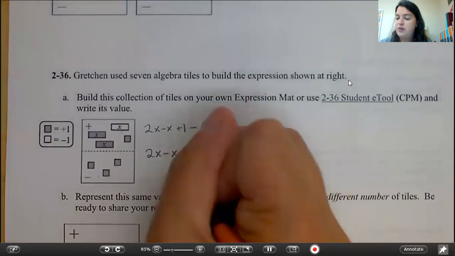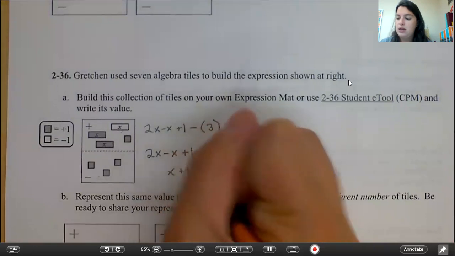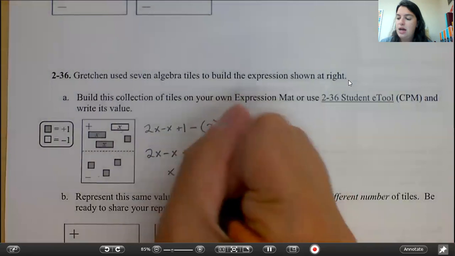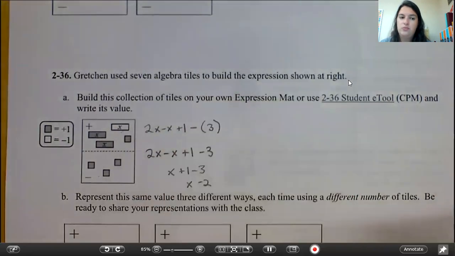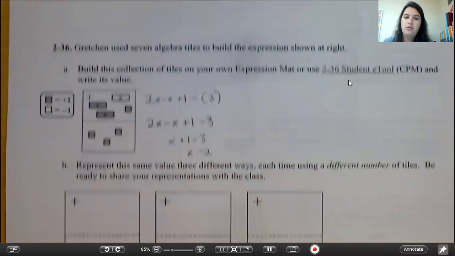Some of you might have simplified. You might have had x plus 1 minus 3. Some of you might have had x minus 2. Okay.